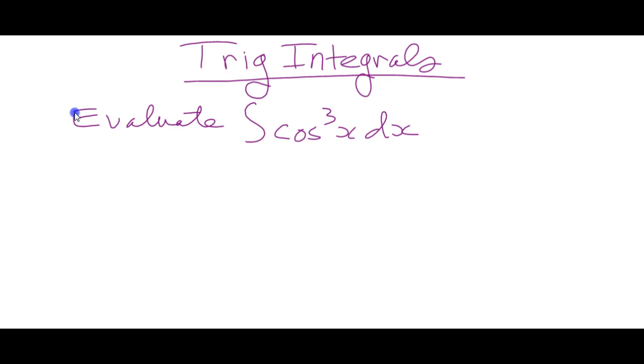So we can't do a U substitution, right? I mean, if we let U be cos x, then we're going to get a sine x, right? So we can't do a U substitution.